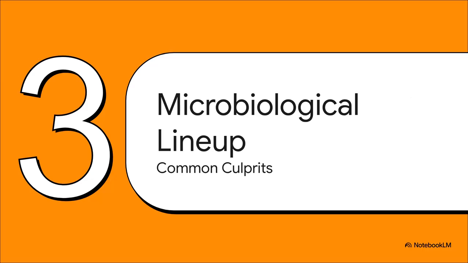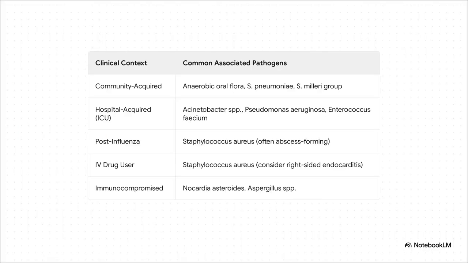All right, section 3. Let's meet the microbiological lineup. Who are the usual suspects here? When you're trying to figure out the pathogen, the patient's story is everything. Context is king. If someone gets this out in the community, you're probably thinking about anaerobic flora from the mouth, right? Aspiration. But shift that same patient to the ICU, and your brain has to immediately pivot to hospital-acquired nasties, Acinetobacter, Pseudomonas. See a patient who just got over the flu? Staphylococcus aureus should be flashing in your mind because it loves to cause abscesses post-influenza.